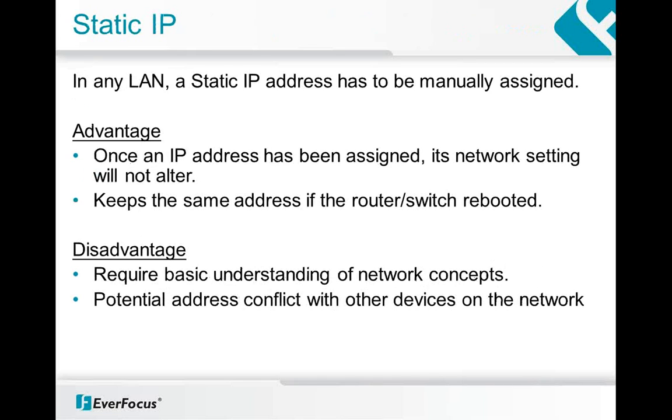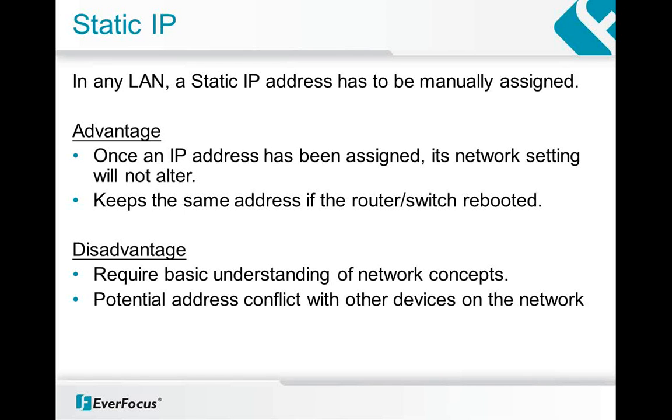A static IP address, in any LAN or local area network, has to be manually assigned. Now, all of our IP cameras out of the box will be set for DHCP, and that's for the dealers and the integrators out there that are installing our products. It makes it easier for them to plug it in and then find that IP product on the network, and then use our IP utility tool to set the IP address to static.